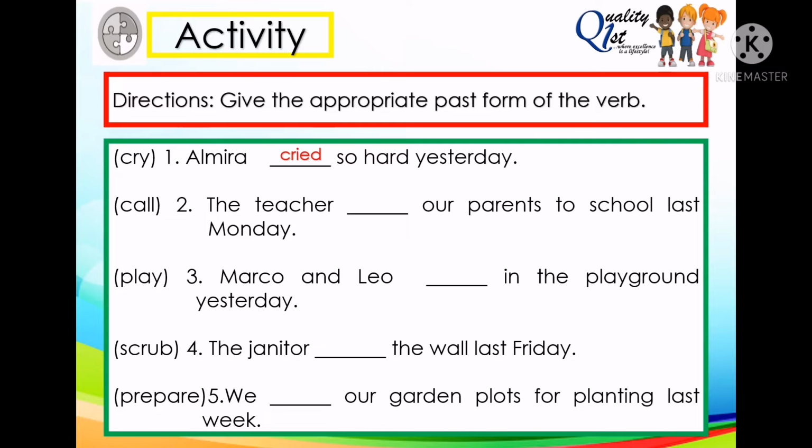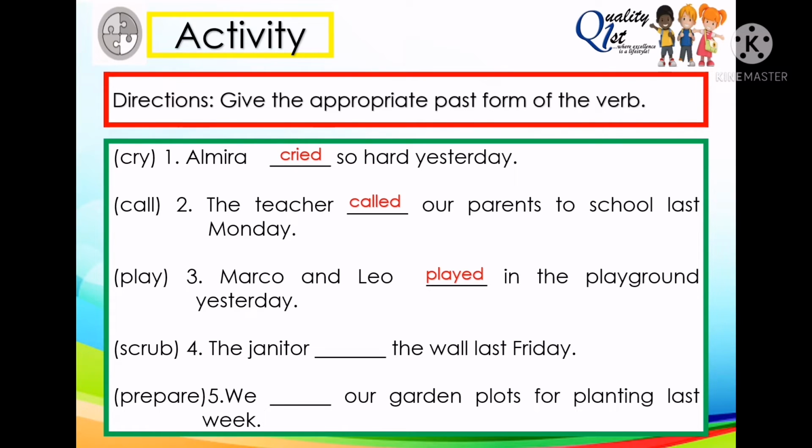Alright, for number 2. The teacher blank our parents to school last Monday. The verb is call. Now, the correct answer is called. Okay? Now, for number 3, Marco and Leo blank in the playground yesterday. The verb is play. It ends with the letter Y and preceded by a vowel, which is letter A. Now, what you're going to do is you just have to add ed. From play, it will become played. Well done, kids.